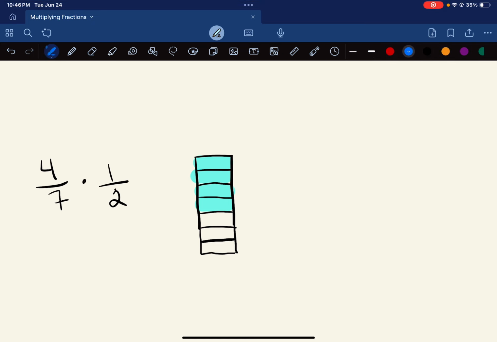Well, half of 4/7, or if I want only half of this group right here, half of 4 is just 2. So 1, 2. But again, these are sevenths that we took out of our original problem. So 4/7 times 1/2 leaves us with only 2/7. And there is your geometric representation there.